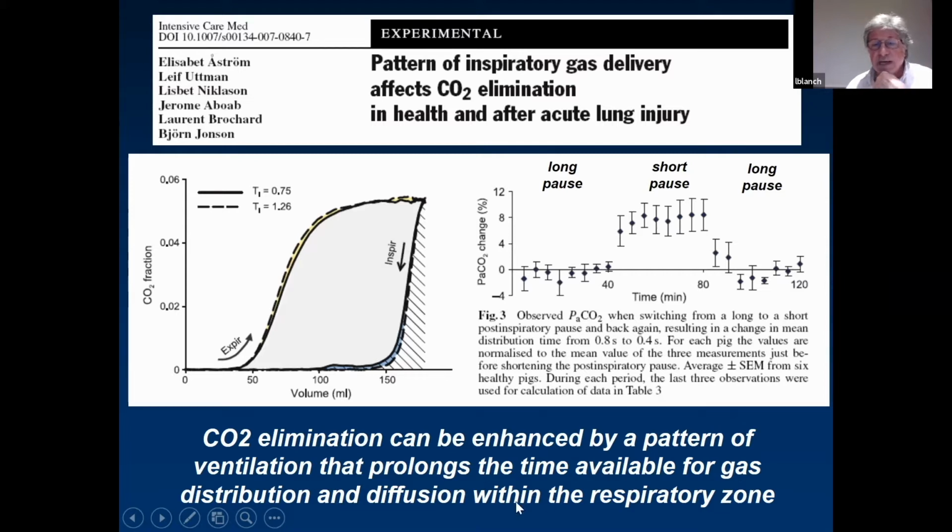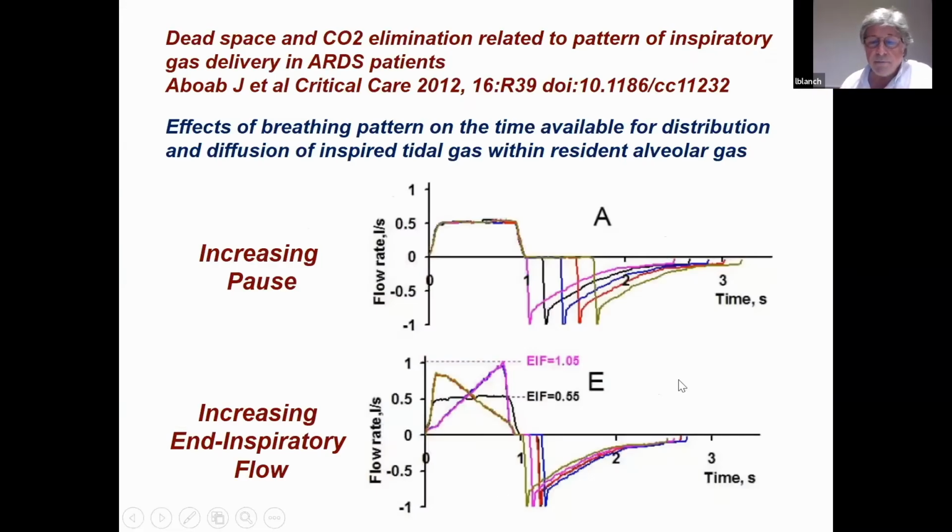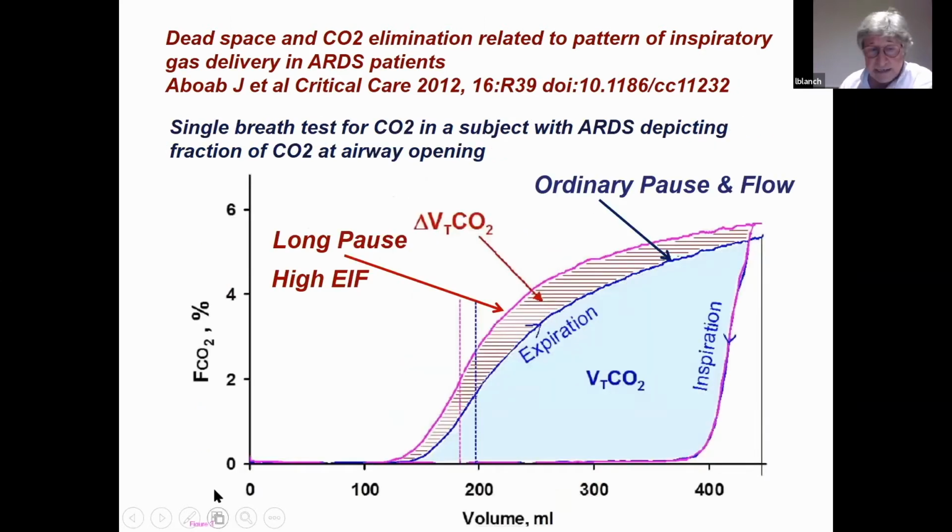So CO2 elimination can be enhanced by a pattern of ventilation that prolongs the time available for gas distribution and diffusion within the respiratory zone. And this is particularly important in that case for CO2. Another example relates to the end inspiratory flow, which has these two patterns. And again, increasing the pause or increasing the end inspiratory flow has an effect on CO2 as a function of volume.